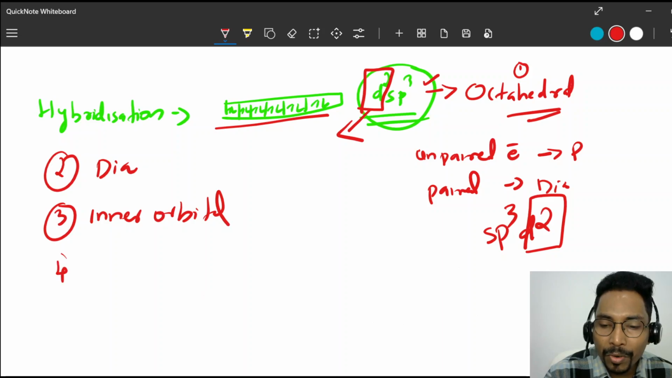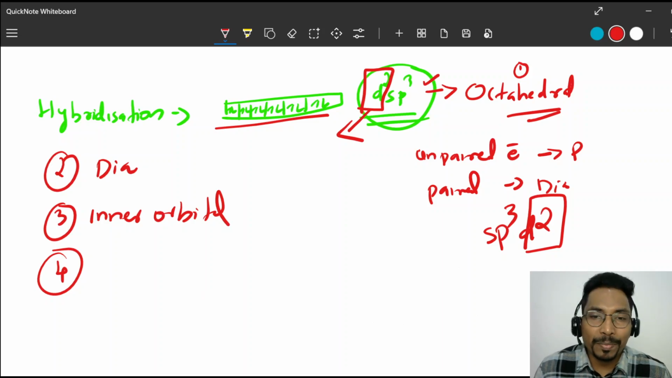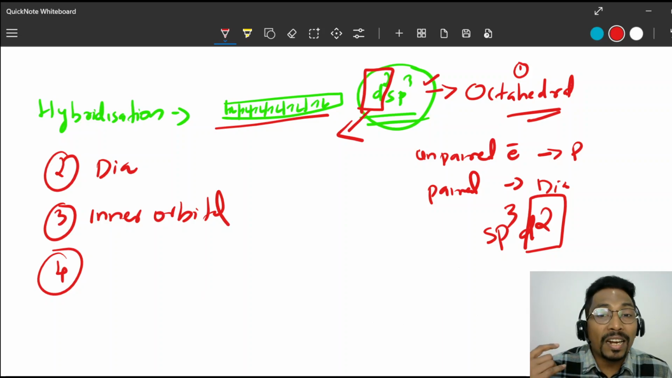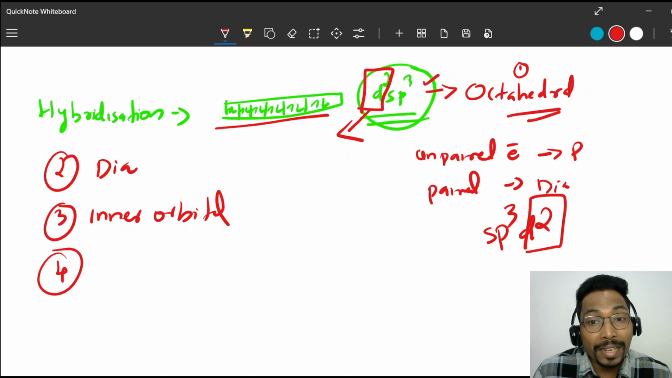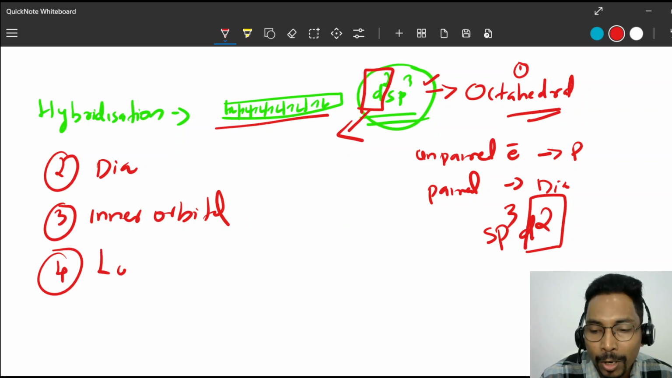And what is the fourth one? That is low spin or high spin. High spin complexes means they contain more unpaired electrons. So you can see this complex is diamagnetic. Diamagnetic means completely paired, no unpaired electron. So that is a low spin complex.